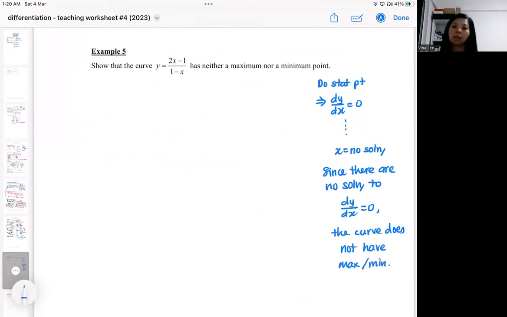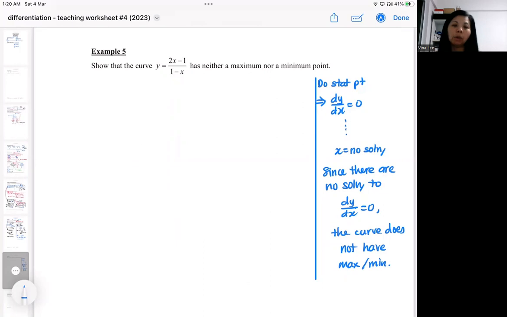So if a question asks you why it doesn't have a turning point, or why it doesn't have a maximum point or minimum point, you do as per normal. You do as if they ask you to find stationary point, but you end up with no solution. So that's one way. You can try it this way.